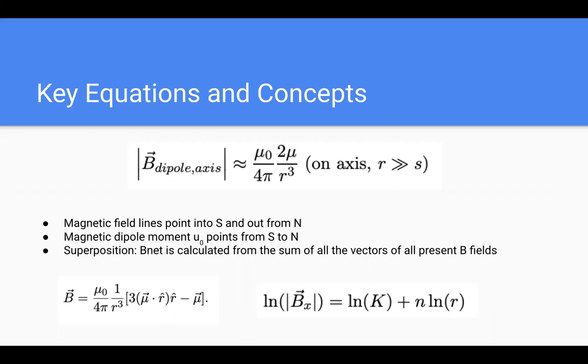And so just some background information on magnets and magnetic fields. Magnetic field lines point into the south end and out from the north end. The magnetic dipole moment points from south to north, and then superposition is similar to electric fields. B net is calculated as the sum of all the vectors present in the B fields. And some other equations that I will end up using later in this lab report are these two right here. This one describes a general form for magnetic fields, and this one here is specifically for the X component.